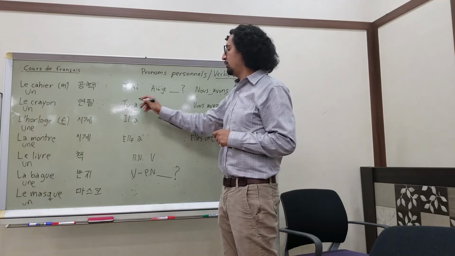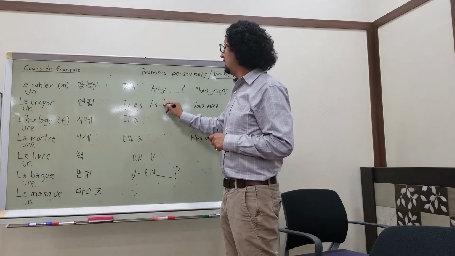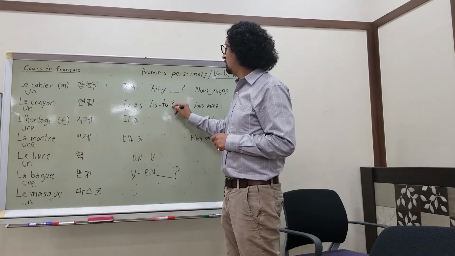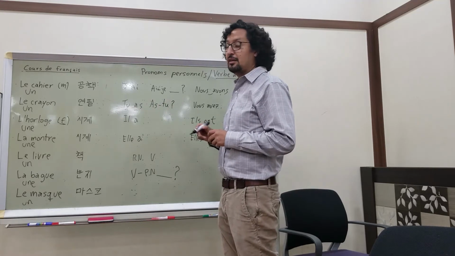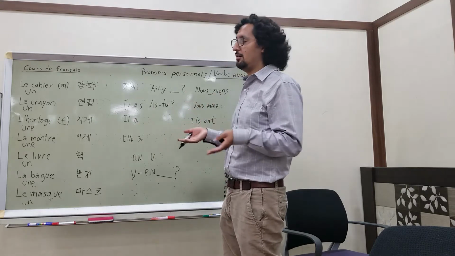Then for you, for tu, as-tu, do you have? You can say as-tu une montre, as-tu un livre, as-tu une bague? Do you have any of these objects?